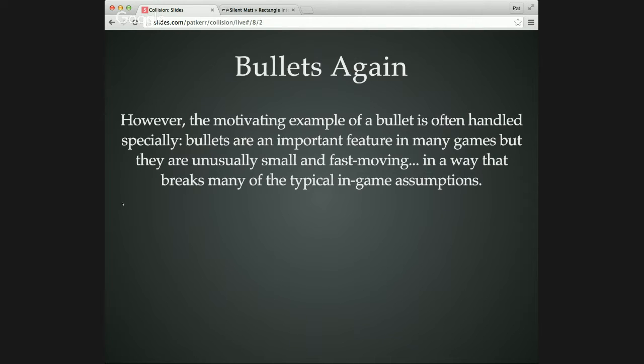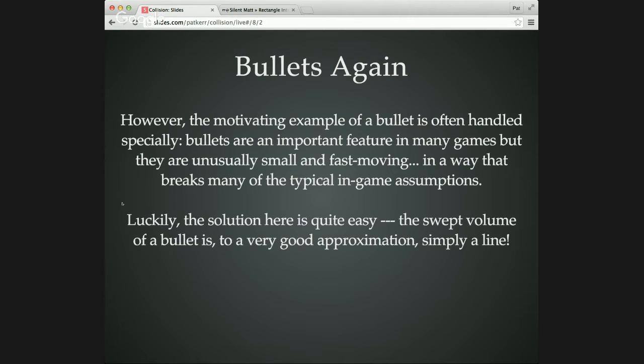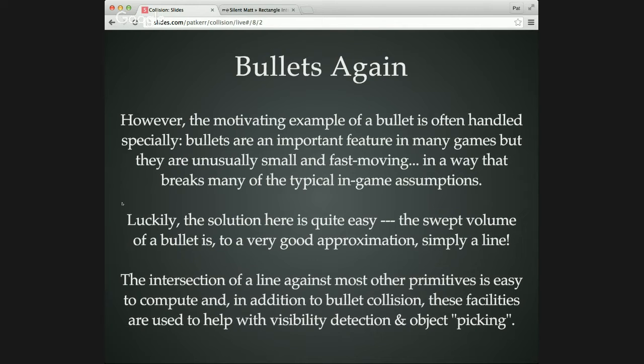Bullets are the nightmare scenario, they're very small and very fast, but here's where you can use it to your advantage. They're so small that you can almost think of them as points. Therefore, the swept volume of a point is just a line. So the long and the short of it is that when you're collision detecting against bullets, you collision detect against the line between the old and the new positions. And it turns out that line collision, or checking line intersections, is something you need anyway. You would use it for bullet collision, but you'd also use it for visibility detection.